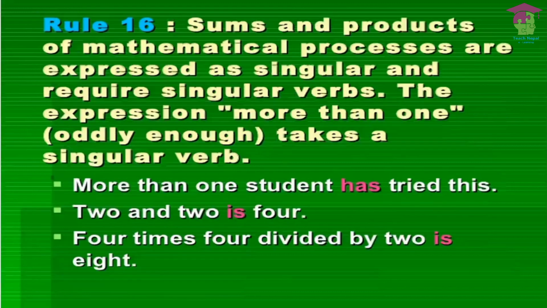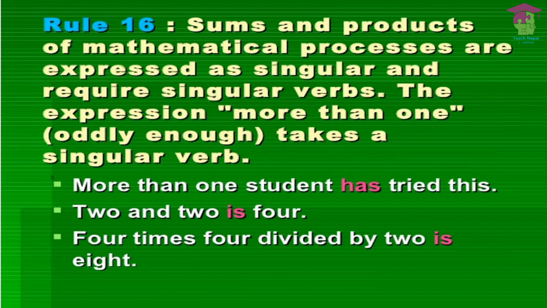So with sums and products of mathematical processes, they are expressed in singular and they require a singular verb. For example, more than one student has; 2 and 2 is 4; 4 times 4 divided by 2 is 8. In that way, with sums and products of mathematics, we need to use the singular verb "is".